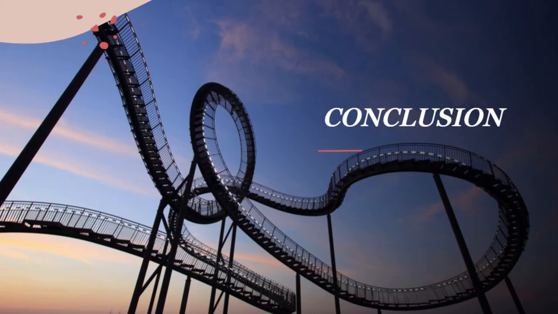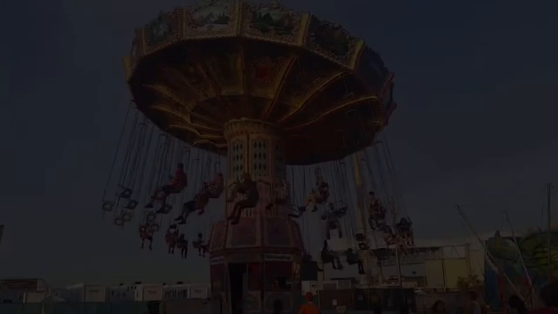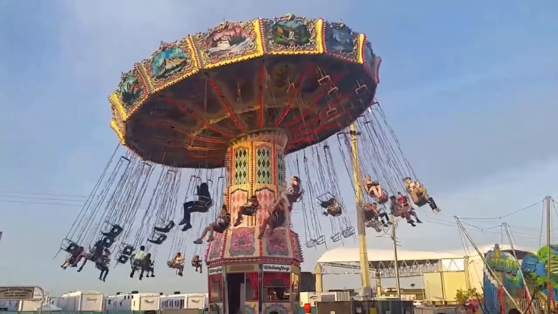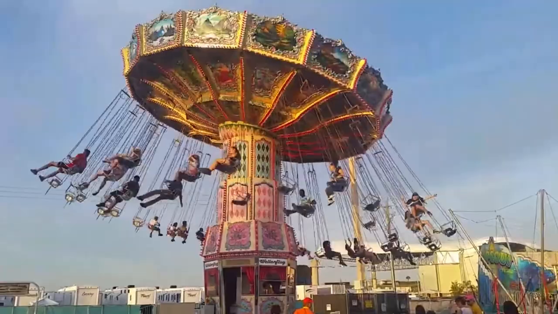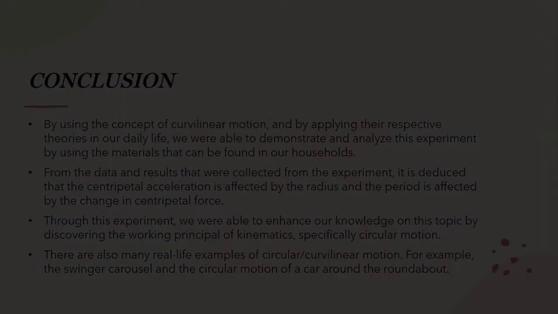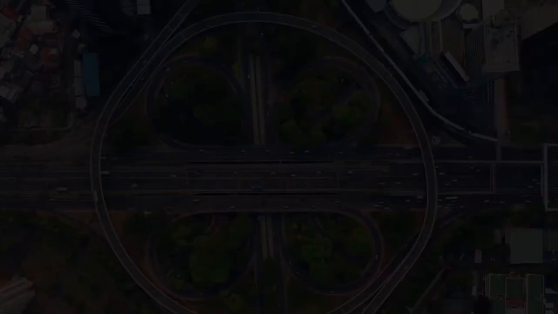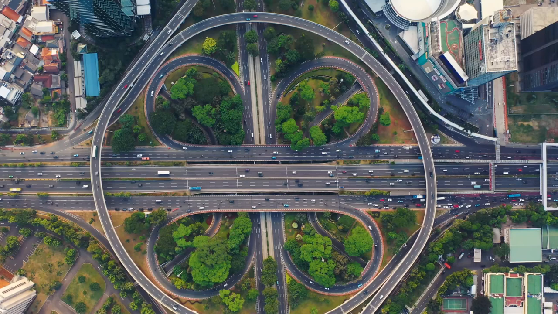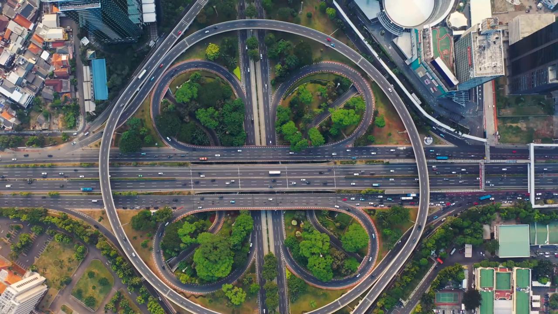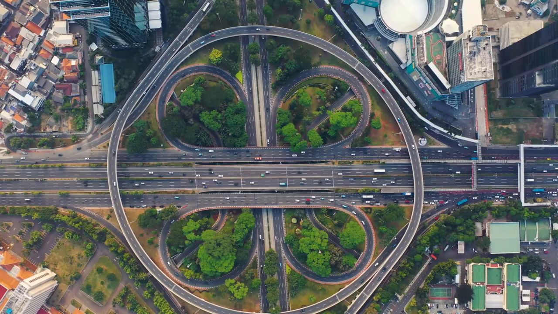By using the concept of curvilinear or circular motion, and by applying the respective theories in our daily lives, we were able to demonstrate and analyze the experiment using materials that can be found in our households. From the data and results collected from the experiment, it is deduced that the centripetal acceleration is affected by the radius and the period is affected by the change in centripetal force. Through this experiment, we were able to enhance our knowledge on this topic by discovering the working principle of kinematics, specifically circular motion. There are also many real-life examples of circular or curvilinear motion, for example, the swing carousel and the circular motion of a car around a roundabout.